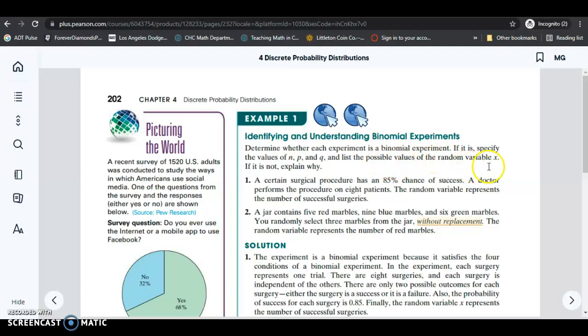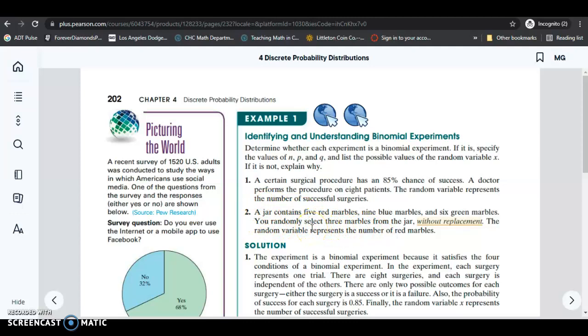Remember, the random variable x should be counting the number of successes. And if it's not a binomial experiment, you have to explain why. If you read the description for number 1, you'll see that it is, and you can look at the solution to see why it is a binomial experiment. So let's look at number 2 here.